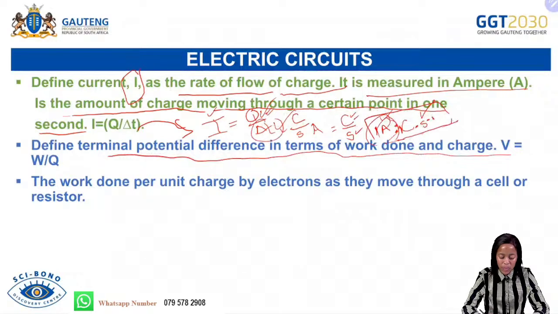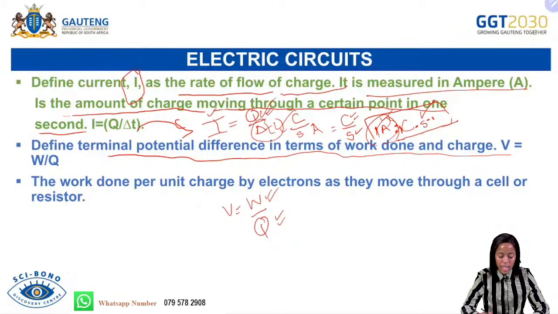Then it says define the terminal potential difference in terms of the work done and the charge. So for the terminal potential difference, we have the formula V equals W divided by Q. So it says in terms of the work done, which is our W there, and the charge. So with the definition, we are given the formula as well.